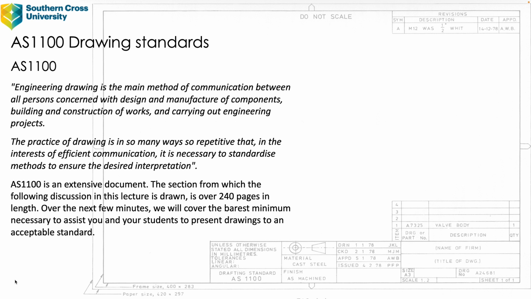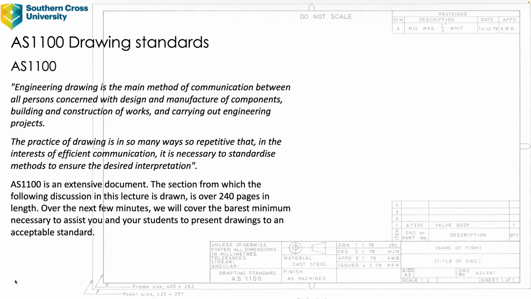Okay, so now let's get into the nitty-gritty of AS1100. Engineering drawing is the main method of communication between all persons concerned with design and manufacture of components, building and construction of works, and carrying out engineering projects. The practice of drawing is in so many ways so repetitive that in the interests of efficient communication, it is necessary to standardise methods to ensure the desired interpretation. And that's a quote that's come from a very respected engineer.